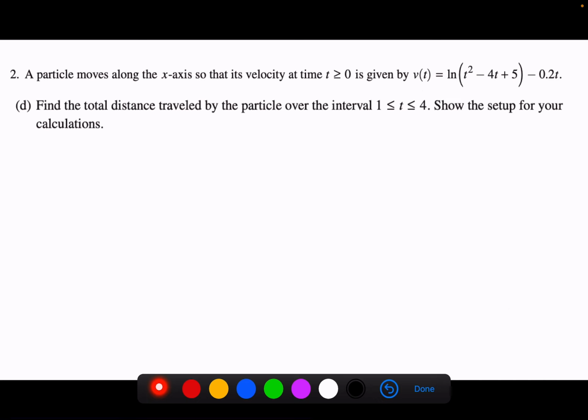Now we move on to the last question. Find the total distance traveled by the particle over the interval 1 less than or equal to t less than or equal to 4, and show the setup for your calculations. So in order to do that, we would integrate the absolute value of the velocity, because we know speed is simply the magnitude of velocity.